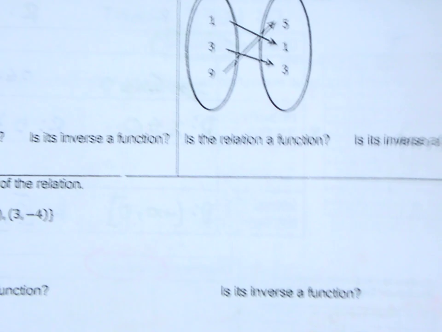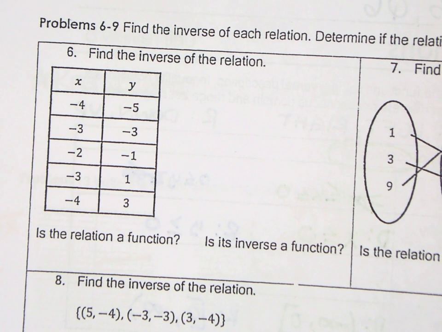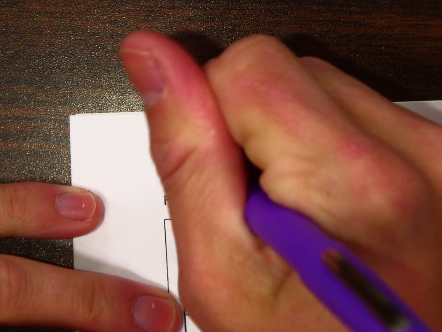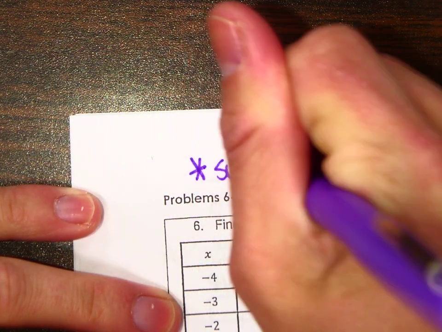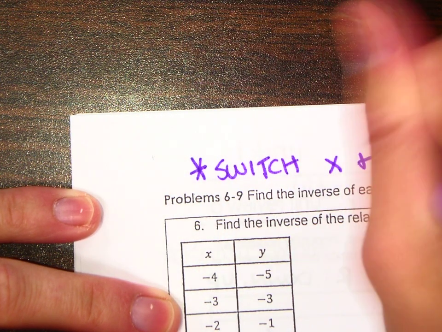All right, we're almost done. The last thing over Unit 1 was inverses. So the big thing with inverses is that you're switching the x and the y. All right, so switch x and y.